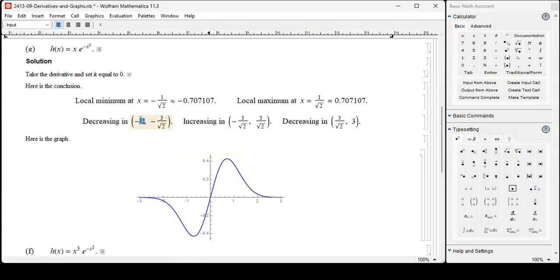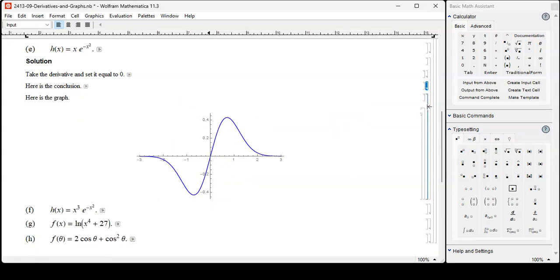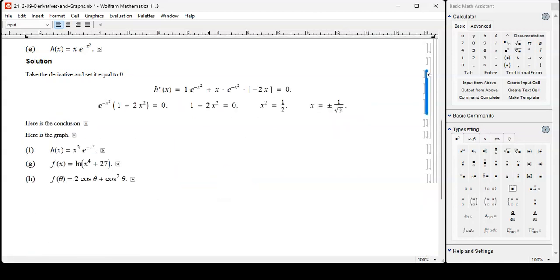Okay, so decreasing from negative infinity to negative 1 over square root of 2, increasing from negative 1 over square root of 2 to positive 1 over square root of 2, decreasing from 1 over square root of 2 to infinity. That's the conclusion, and here's a graph. Okay, a harder derivative computation: product rule, and factoring out.